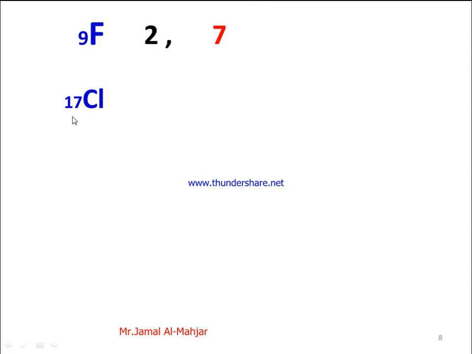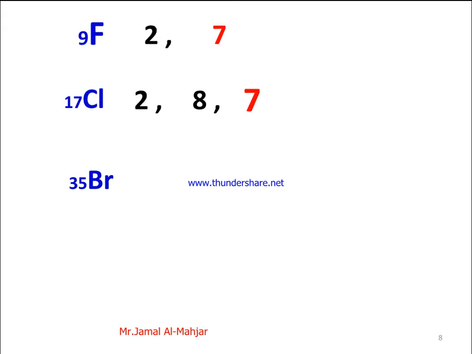For chlorine, we have 17 electrons. In the first shell, as you know, 2. In the second shell, we have 8. And now, how many electrons do you need to get 17? Because we have 2 plus 8, 10. In the third shell, you can put 18, but we don't need 18. We need only 7 electrons.